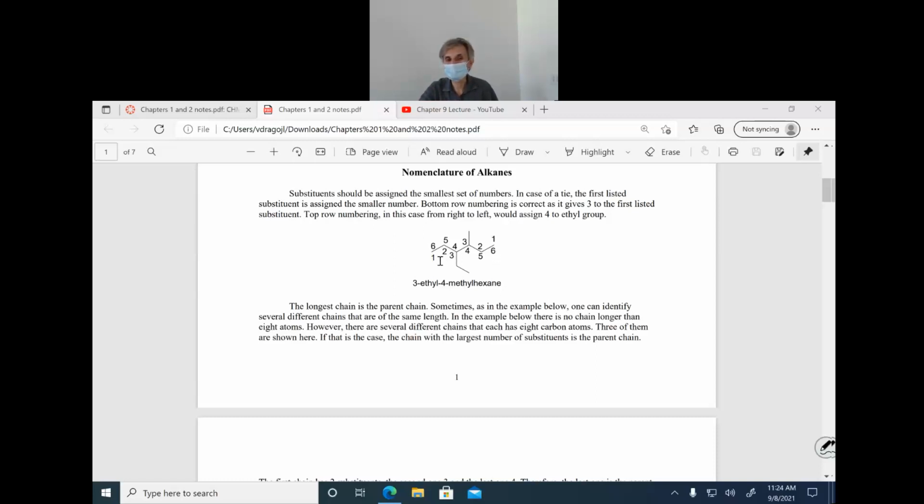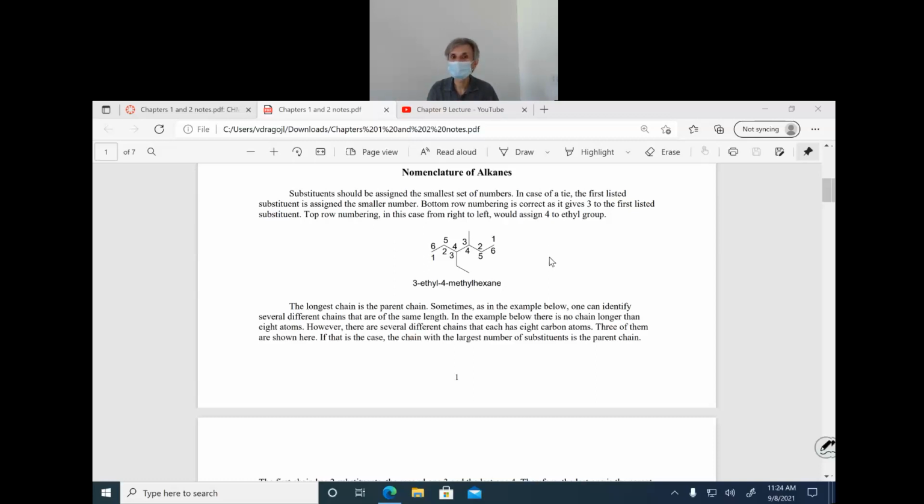And then when you identify the longest chain, in this case it's a horizontal zigzag chain, number it both ways, from left to right, right to left, and see which one gives the smaller set of numbers. In this case, it's actually the same, 3, 4, 3, 4, two substituents. So you have hexane, 6 carbons. Left to right, ethyl group is 3, methyl is 4. Right to left, methyl 3, ethyl 4. You have a tie. Each way you have 3, 4, 3, 4.